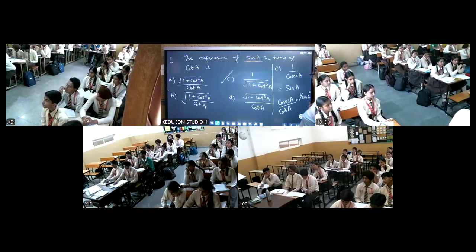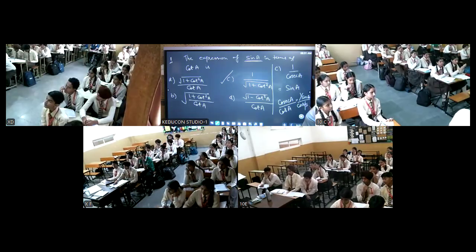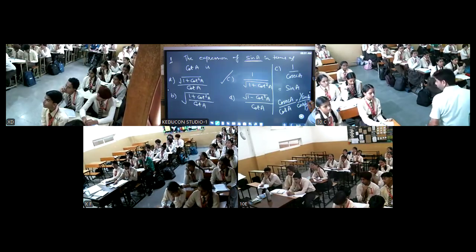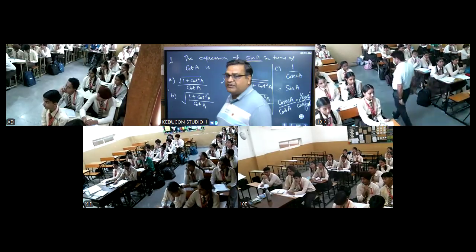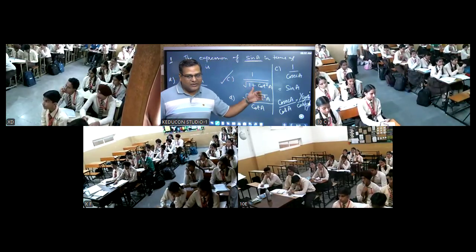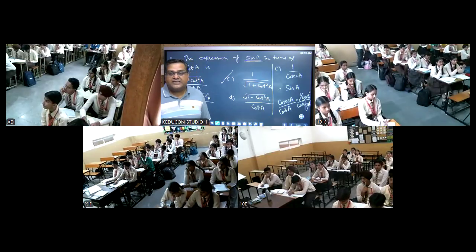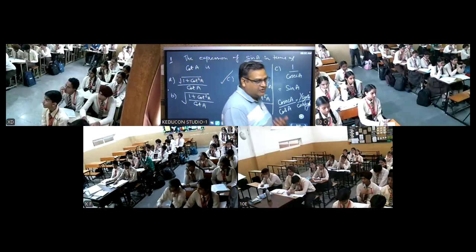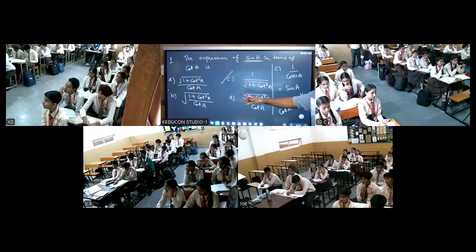What is cot A? These are the basic concepts. Cos A over sin A. So sin cancels, and you are left with 1 upon cos A, which is secant A. But we have to represent it in the sin A form, so that is not correct. Now we move to the second choice.